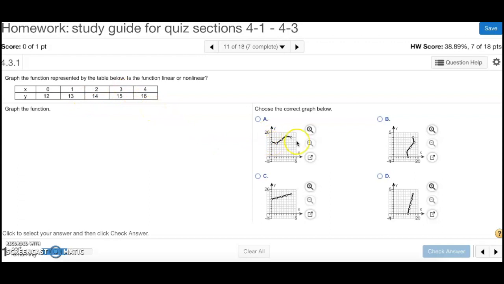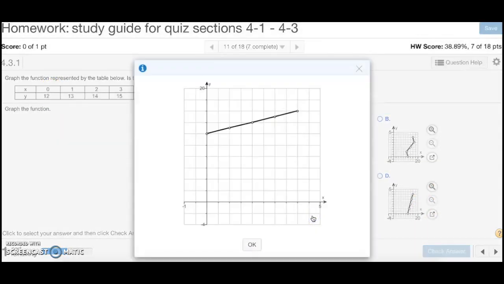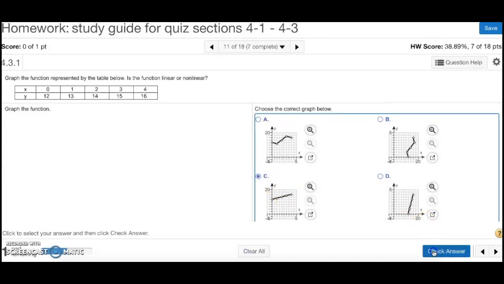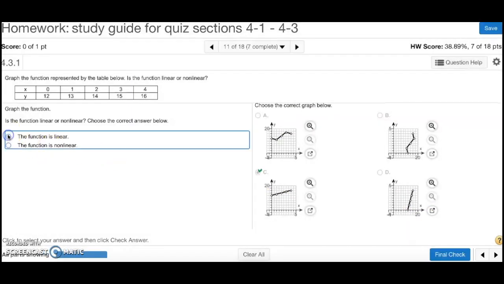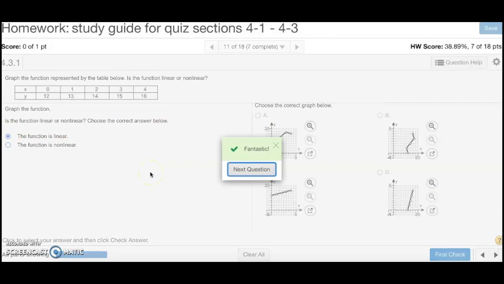That means it's not going to be A or B. It's either going to be C or D. Now, our first point's at 0, 12. If you look at D, there is no point with x being 0, so it has to be C. And the function is linear. And that's number 11.